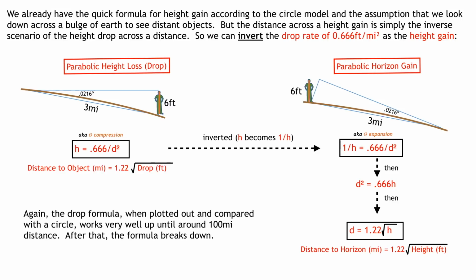So the parabolic horizon gain is much more accurate to a circle. But again, the drop formula, when plotted out and compared with the circle, works very well up until 100 miles, and after that, that aspect of the formula breaks down.